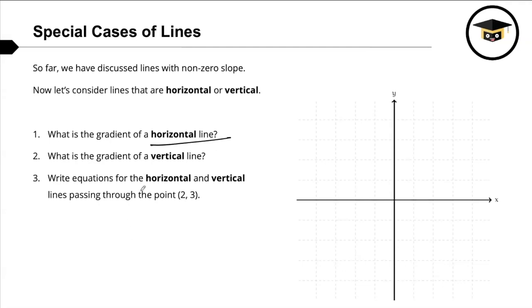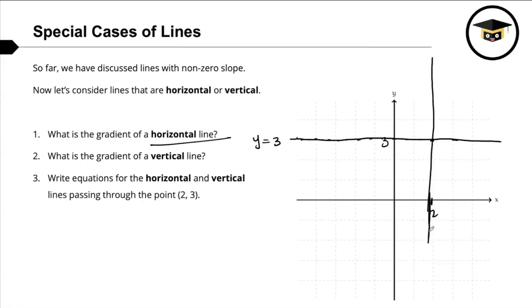And part 3, write the equation for the horizontal and vertical lines passing through the point (2, 3). So here is the point (2, 3). For the horizontal line passing through that point, the equation is simply y equals 3, because you can see every single point along this line has a y coordinate of 3. And for the vertical line passing through, that has an equation of x equals 2, because every point along this line has an x coordinate of 2.